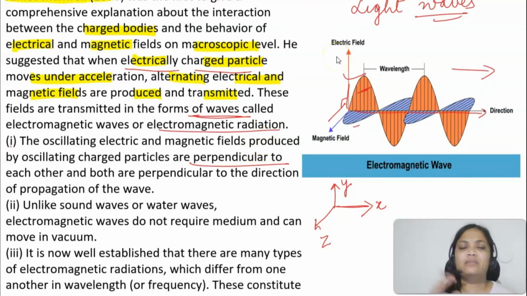We need to know a little bit about the properties of electromagnetic waves. Let me recall what we are studying: the developments that led to Bohr's atomic model. This was not studied by Bohr; this is a theory given by Maxwell. We are studying the wave nature of electromagnetic waves, then we will study the particle nature, then the spectra. All these things combined led to the development of Bohr's model. That's our main focus. This is just a little bit of an idea, but you have to know about electromagnetic waves.